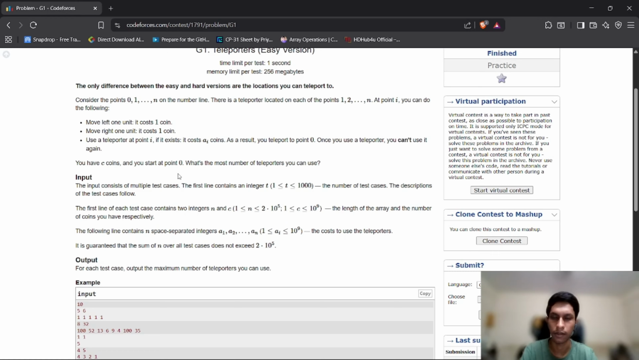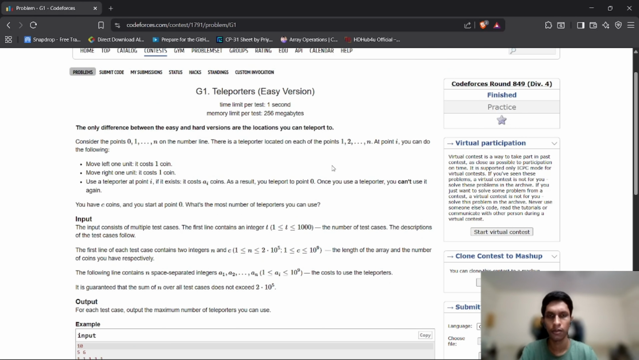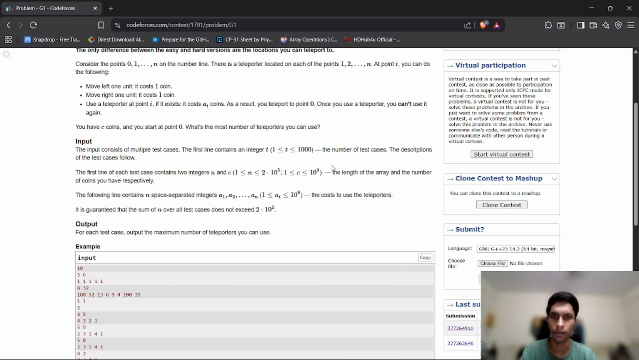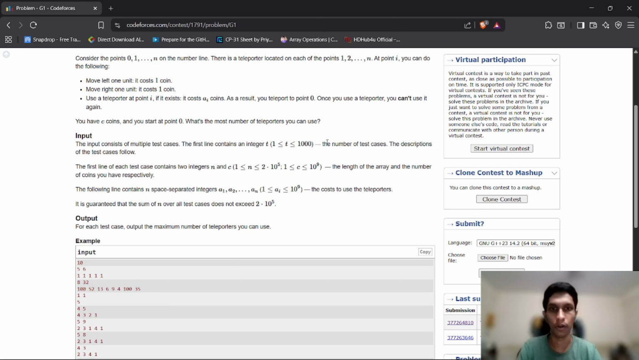You have c coins and you start at point 0. What's the most number of teleporters you can use? So that was the problem. Let's see what the input is given for this problem. As an input we'll be given t, which is going to be the number of test cases. After that they are going to give us n and c. n is the number of teleporters that we are going to get, and c will be the initial coins that we are going to start with. After that we'll get all the values of the teleporters.